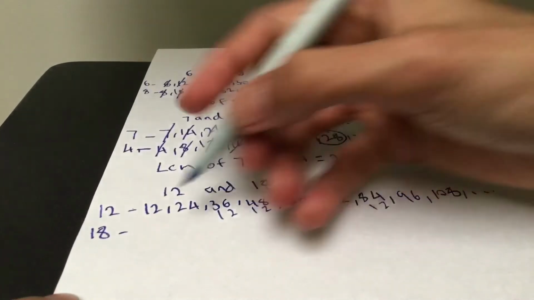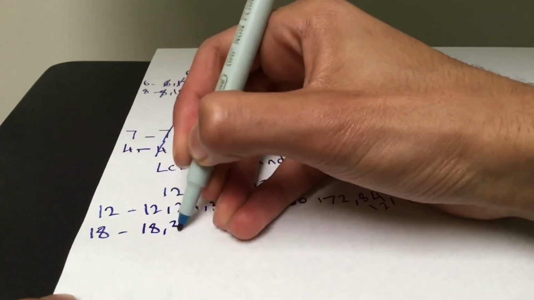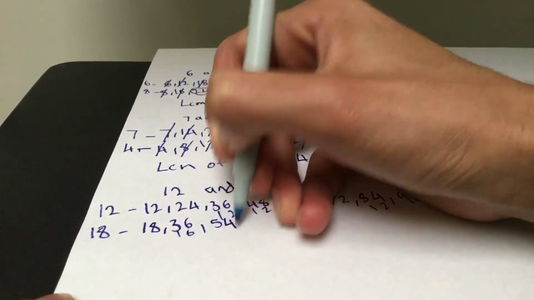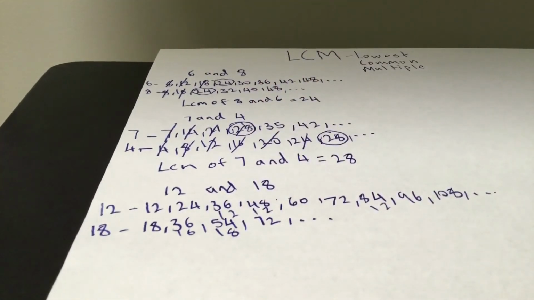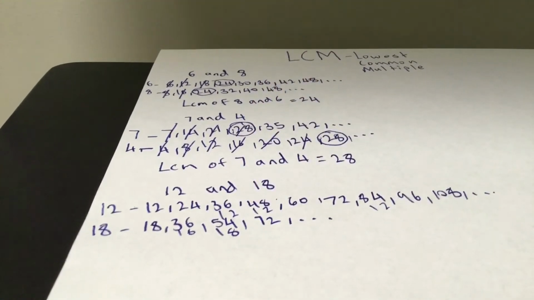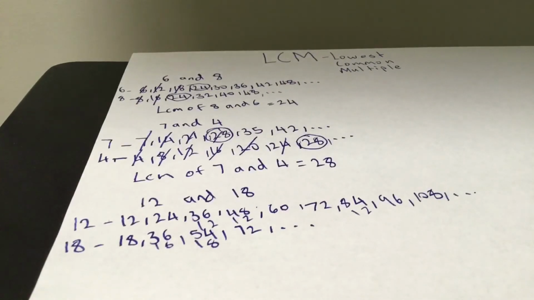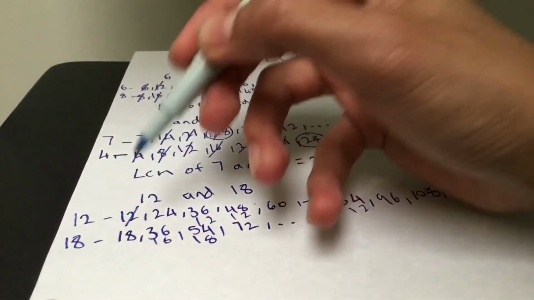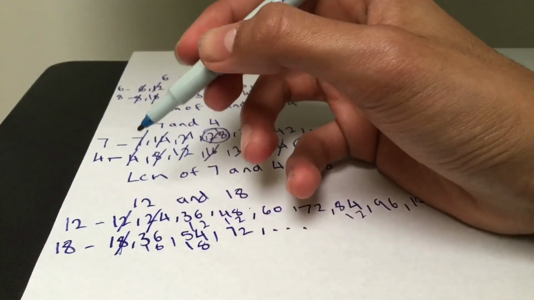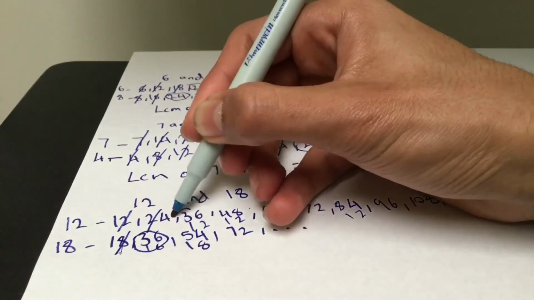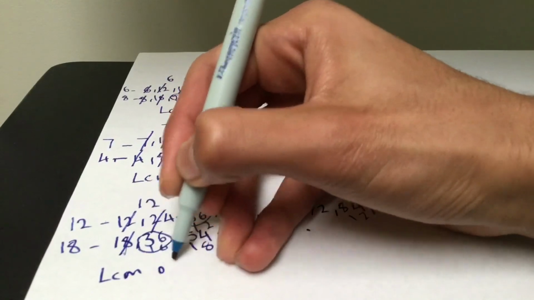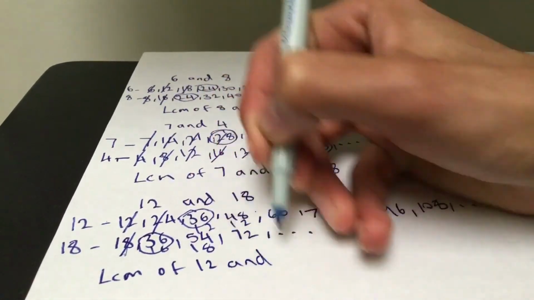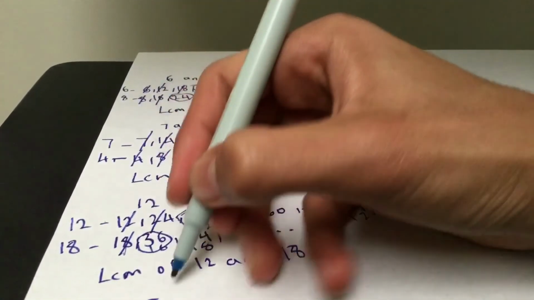So now we do it for 18. So 18, 36, 54, 72, and so on. Okay, so now I've put out the multiples of both of these numbers. And so now we cross out what's non-common. Okay, 12, 18, 24, and now we see 36, which is common in both of these numbers. So LCM of 12 and 18 gives us 36.